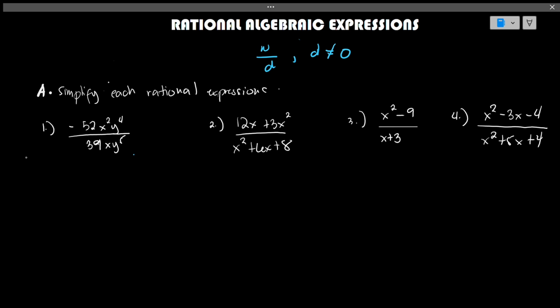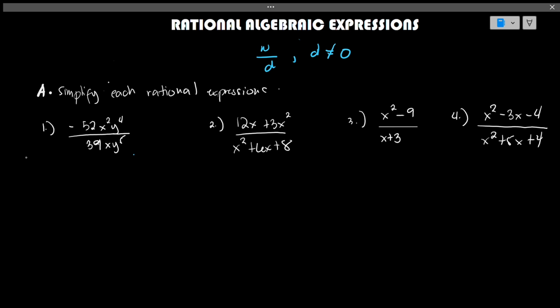Now, let's go ahead and try example number one. So for example number one, we have negative 52 x squared y to the fourth over 39 x y raised to the power of 5. Now, if we are dealing with binomials, we just need to make it in order. The first thing that we need to simplify is the numerical coefficient, followed by variable x and variable y, to make it in order. Okay? But you can actually depend on where you want to do that.